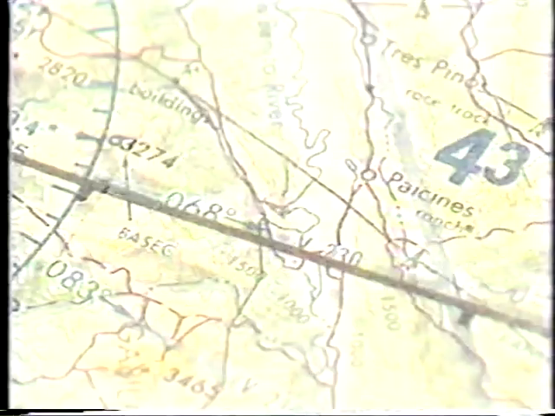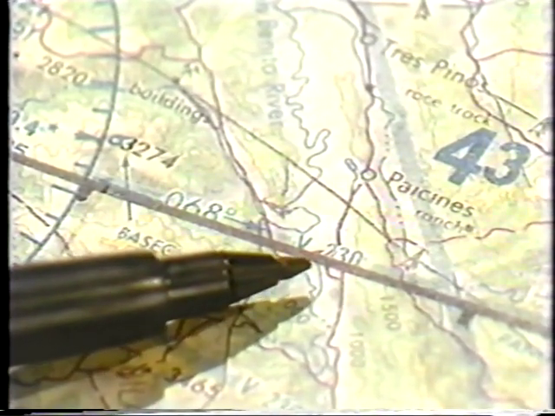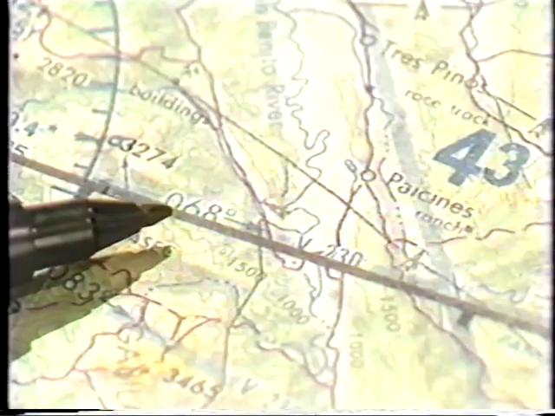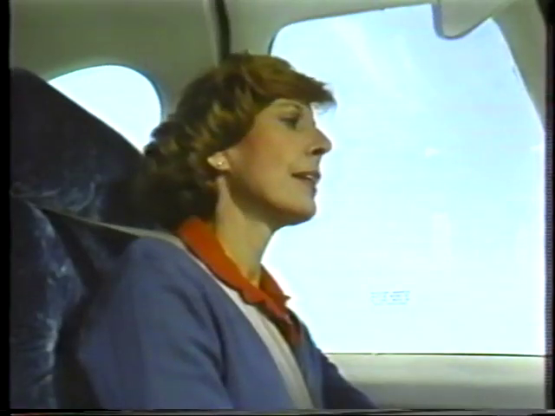Now we'll turn on to our course to Panoche VOR. We'll establish ourselves on Victor Airway 230 with a heading of 0 degrees and make course corrections as required. And now we can make a position report to Salinas Flight Service.